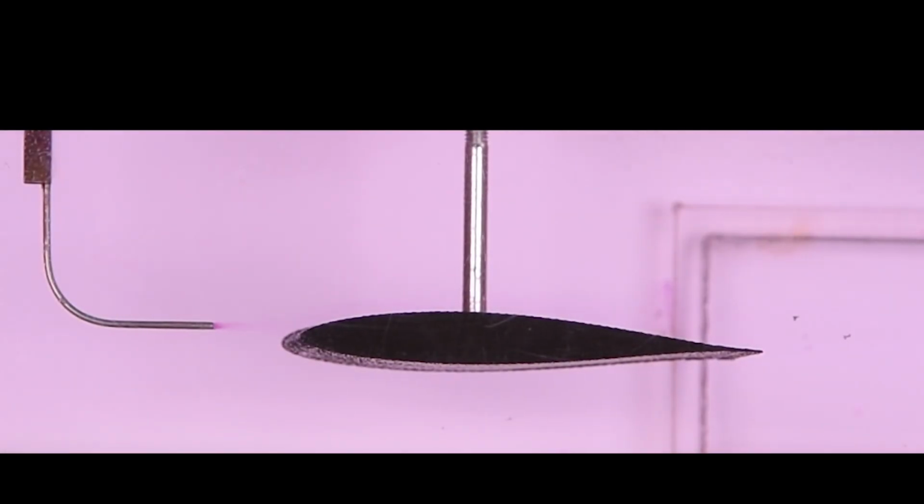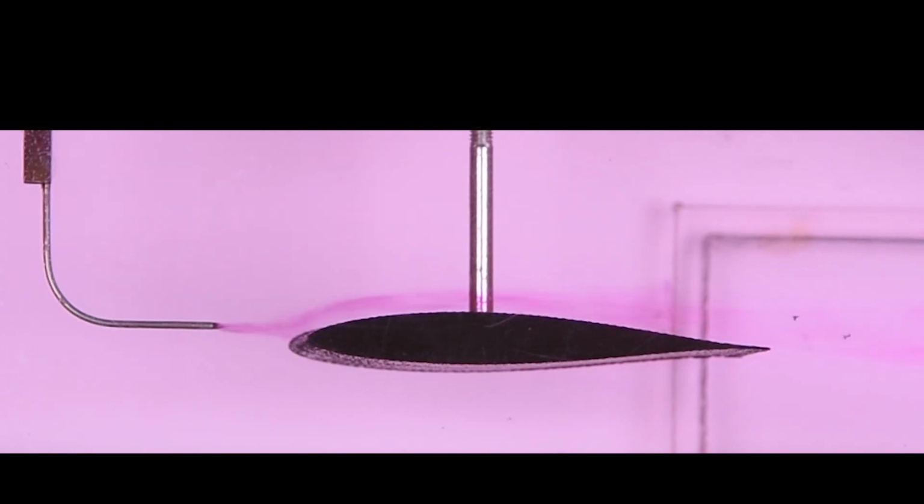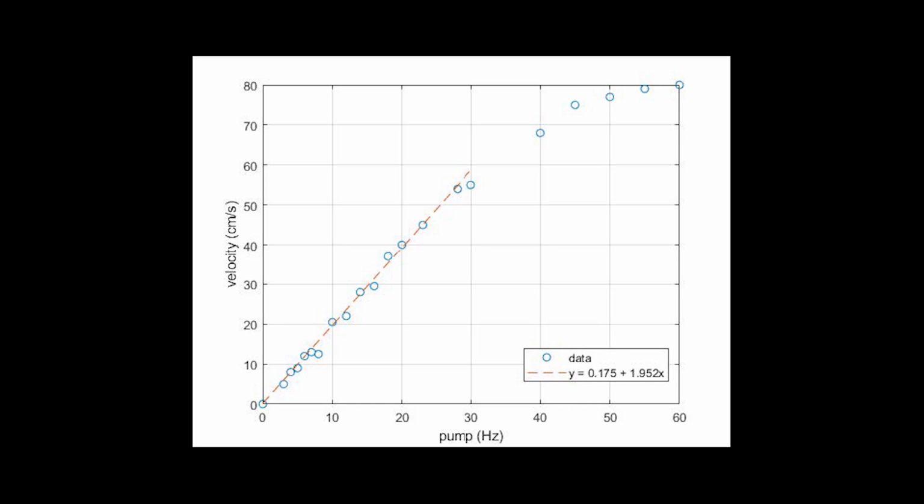Here with our rough airfoil at our fastest pump speed, we can also see its most turbulent flow. As with some of the other videos, we see that the boundary layer tends to stick to the rough surface a little bit more than the smooth surface due to its surface roughness. Here we have our pump curve with flow speeds corresponding with the hertz of the pump.